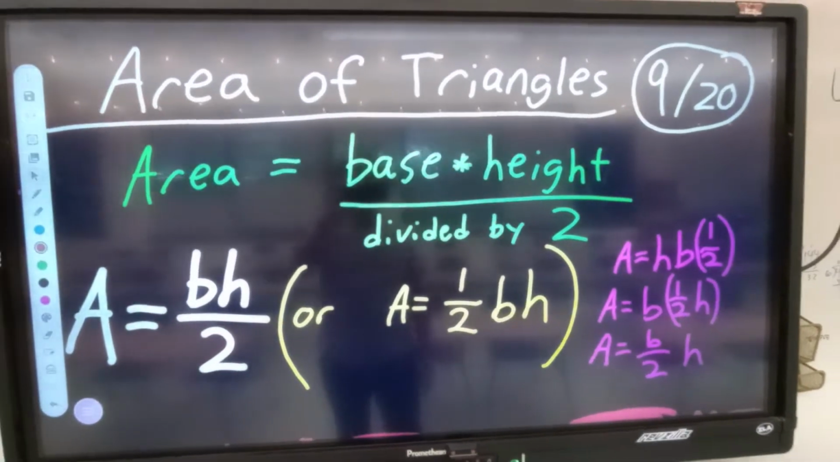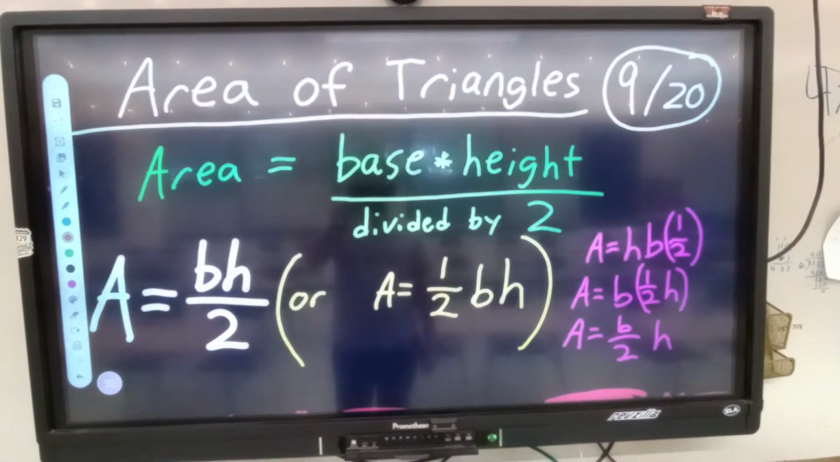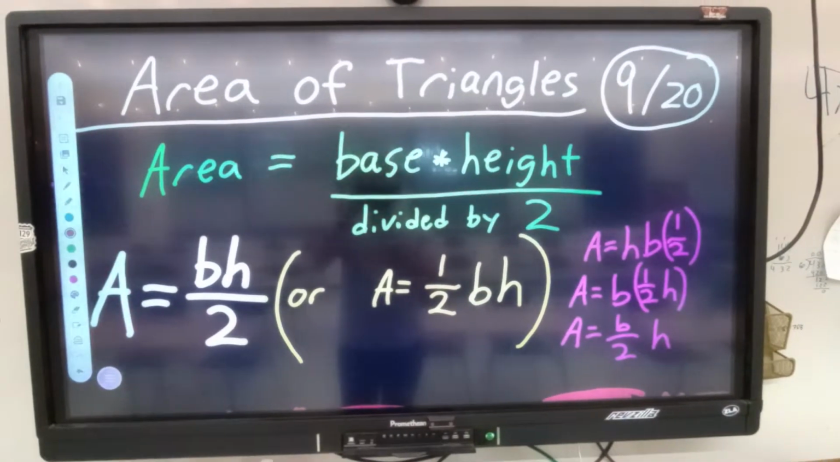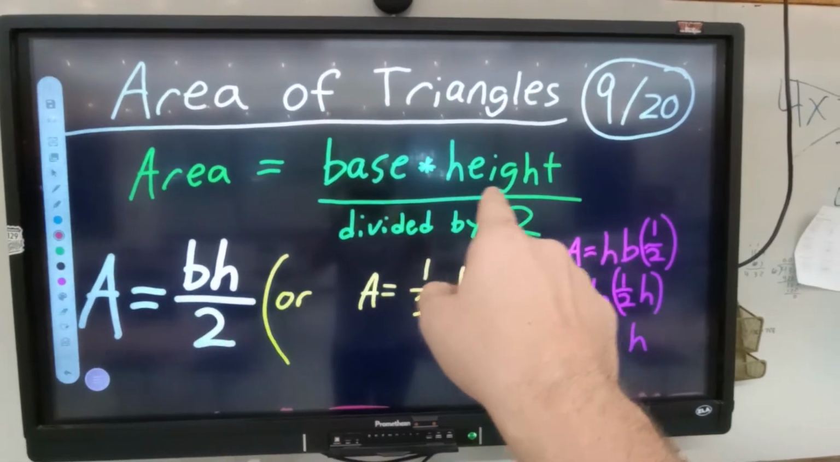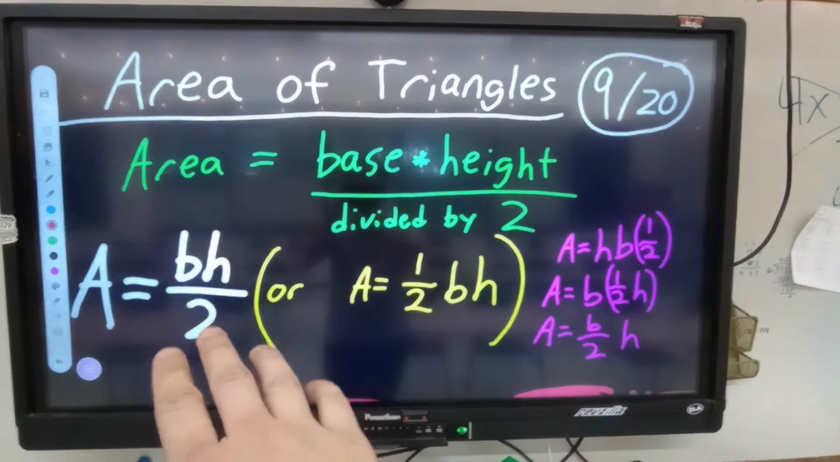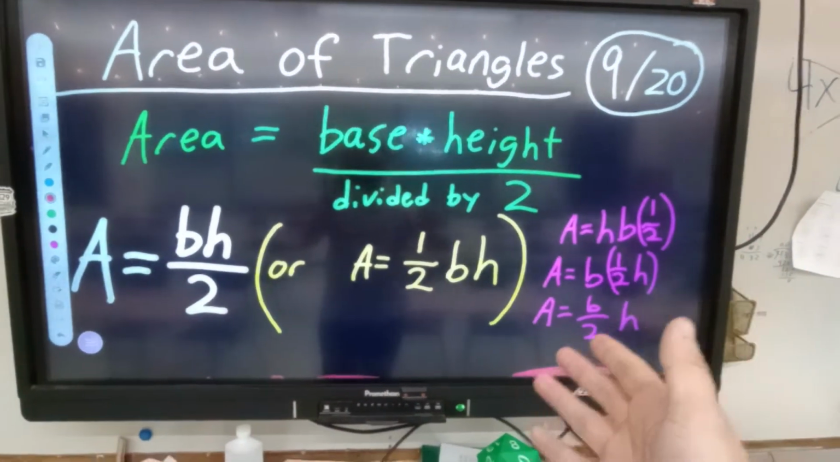All right, so today we took notes on finding area of triangles. For area of triangles, this is always going to be base times height and then divided by 2. There are a few ways this formula has been written and can be written.